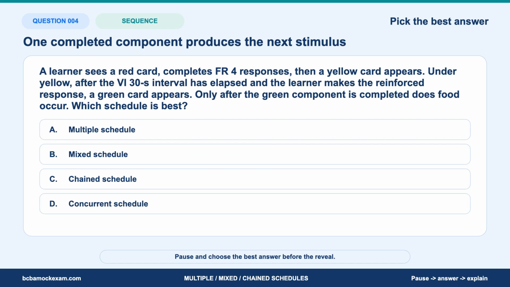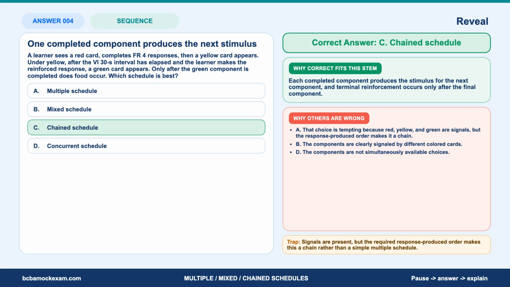A learner sees a red card, completes FR4 responses, then a yellow card appears. Under yellow, after the 6:30s interval has elapsed, and a learner makes the reinforced response, a green card appears. Only after the green component is completed does food occur. Which schedule is best? The choices are A, multiple schedule, B, mixed schedule, C, chain schedule, D, concurrent schedule. Pause now and choose the best answer. The correct answer is C, chain schedule.